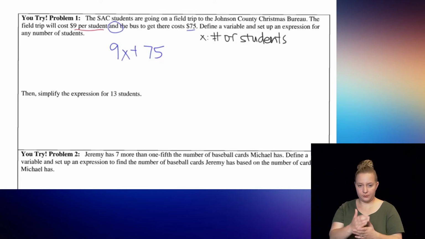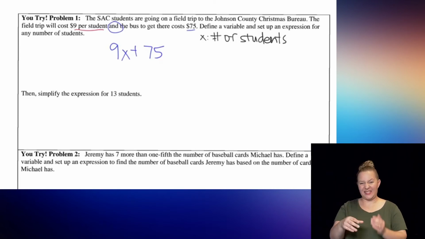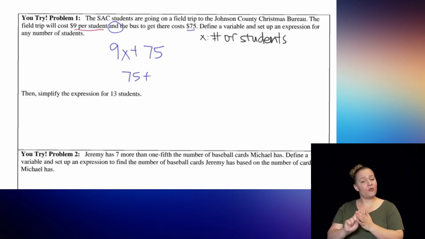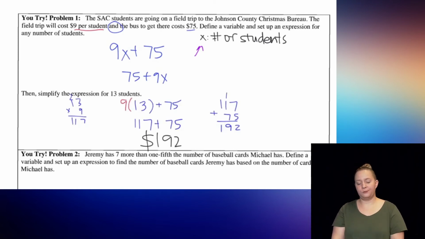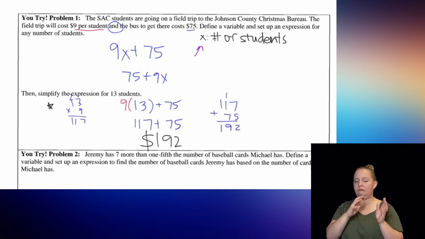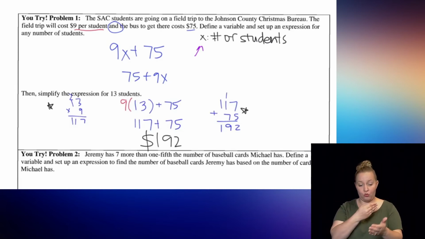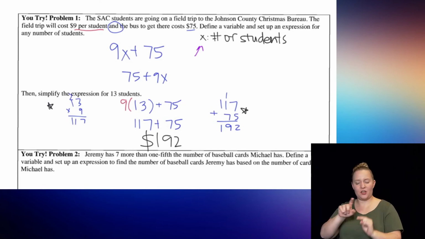Alrighty, here is my expression: 9x plus 75. You could also write this as 75 plus 9x because of the commutative property. And then notice I've also defined a variable. So x is the number of students on the bus. All right, go ahead and pause to figure out how much it would cost for 13 students. And here's my answer. Notice that I have shown all the work. Again, I'm just trying to prove to you that I'm not using a calculator. Final answer right here is 192.